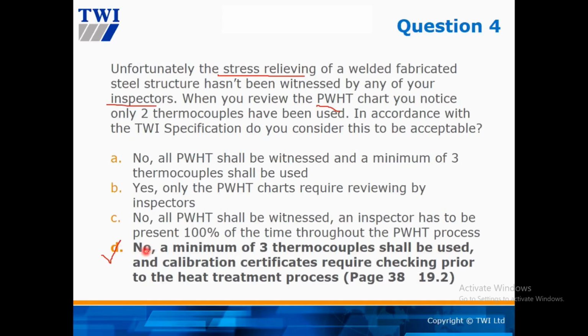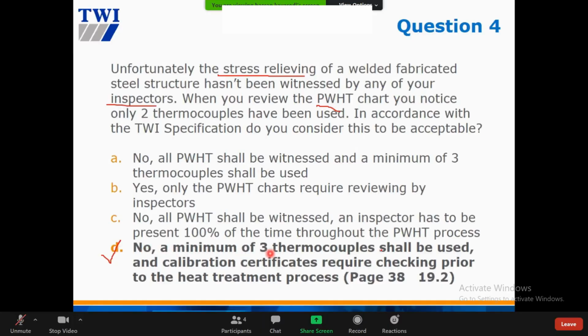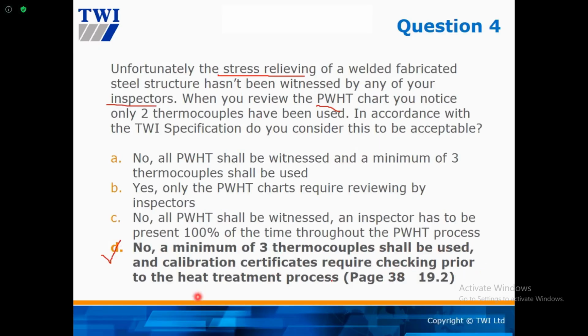No, a minimum of 3 thermocouples shall be used and a calibration certificate is required, taken prior to the heat treatment process. Why is answer A wrong? No, all post-weld heat treatment shall be witnessed and a minimum of 3 thermocouples shall be used.